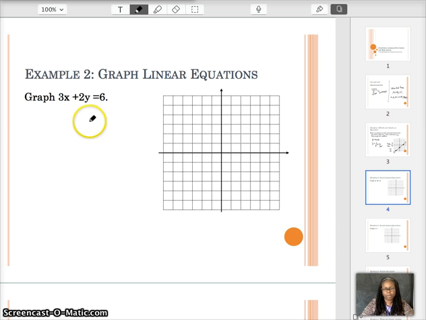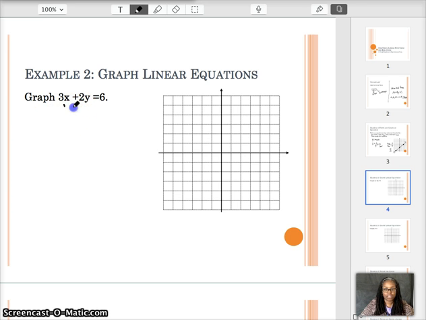Somebody there is thinking, but wait a minute, Dion, didn't you tell us that we could graph using a table? Yes, you can, and that's totally fine. If you want to use a table, you can do that. And then somebody else is saying, didn't you tell us we could graph using the x and y intercept? And again, I'm going to affirm, yes, you can. But we're going to try a different way. Not that what you learned was wrong, just because we're going to learn a new skill.